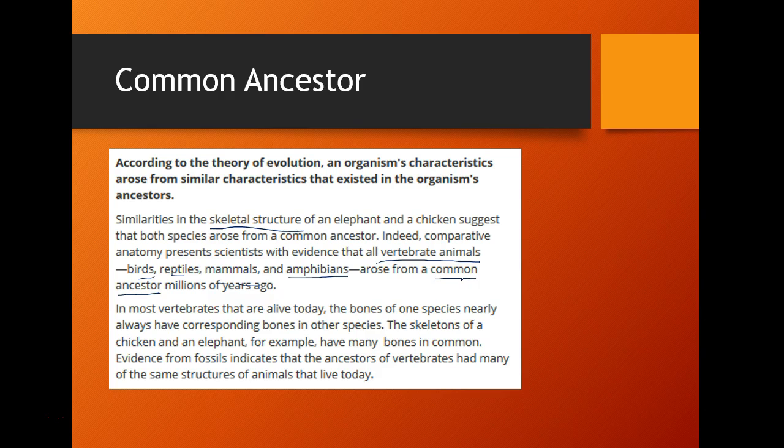In most vertebrates that are alive today, the bones of one species nearly always have corresponding bones in another species. Corresponding meaning that they're similar in structure. They might not be exactly the same, but we can compare them in some way. The skeletons of a chicken and elephant, for example, have many bones in common. Evidence from fossils indicates that the ancestors of vertebrates have many of the same structures as animals that live today. And we're going to be looking at that in this lesson.